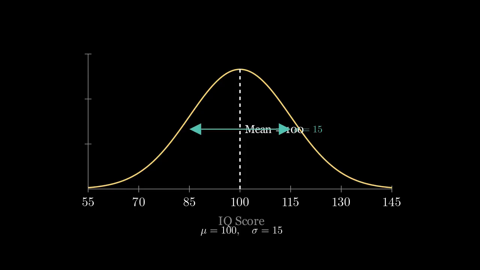Here is the full bell curve for IQ. Notice it is perfectly symmetric. The left side mirrors the right. Most people score near the center, and as you move further away, fewer and fewer people are found there.